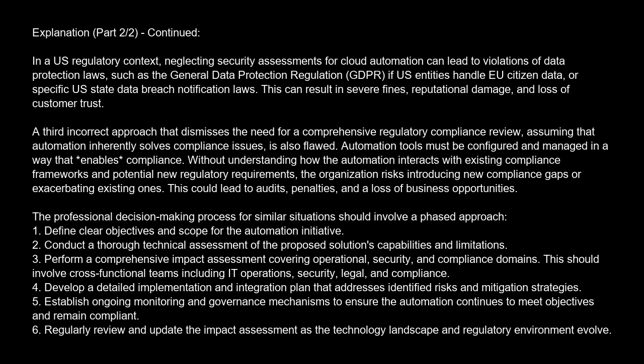Professional decision-making process for similar situations should involve a phased approach. 1. Define clear objectives and scope for the automation initiative. 2. Conduct a thorough technical assessment of the proposed solution's capabilities and limitations. 3. Perform a comprehensive impact assessment covering operational, security, and compliance domains. This should involve cross-functional teams including IT operations, security, legal, and compliance.